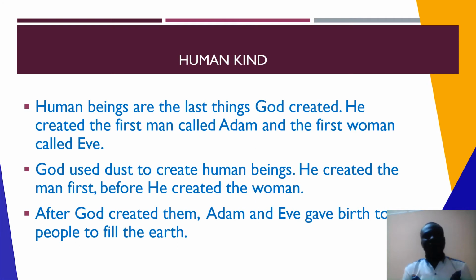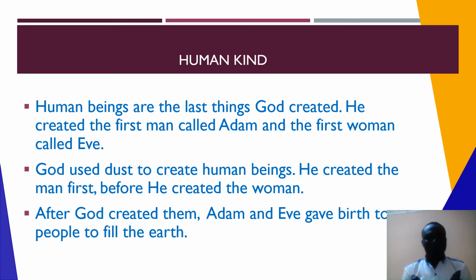Now let's look at the things that God created. He created human beings, and human beings are the last things that God created. He created human beings on the 6th day. He created the first man called Adam and the first woman called Eve. God created Adam from the dust of the earth, and then He caused him to sleep. Then He used one of his ribs to create the woman called Eve.